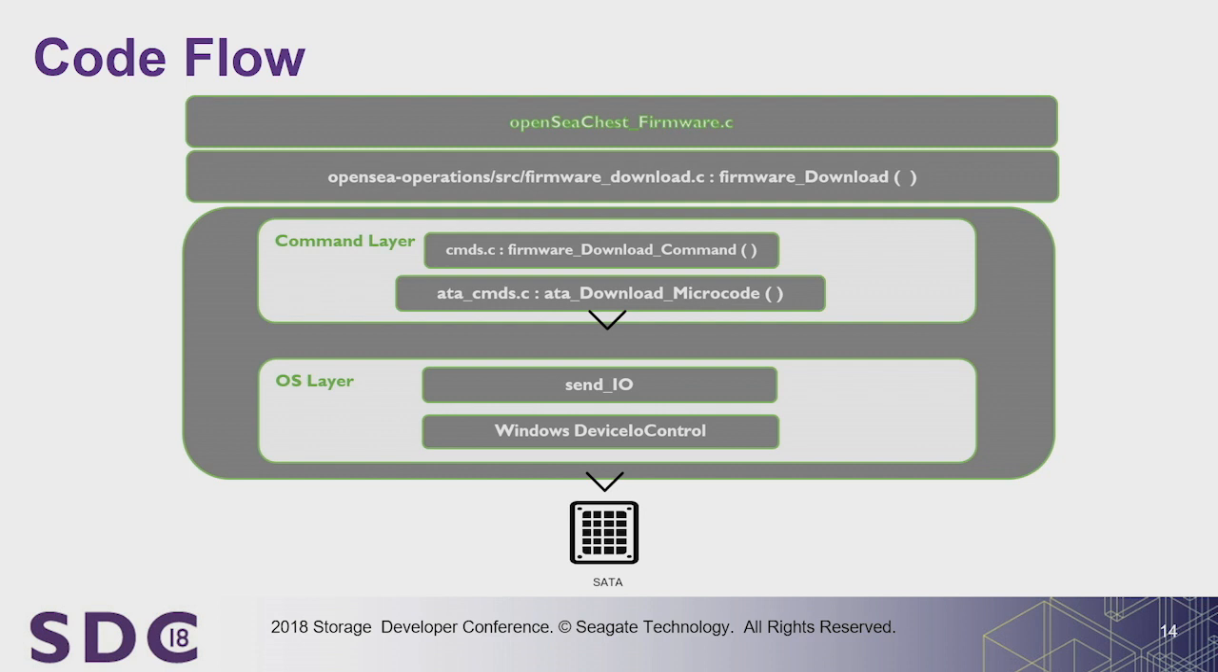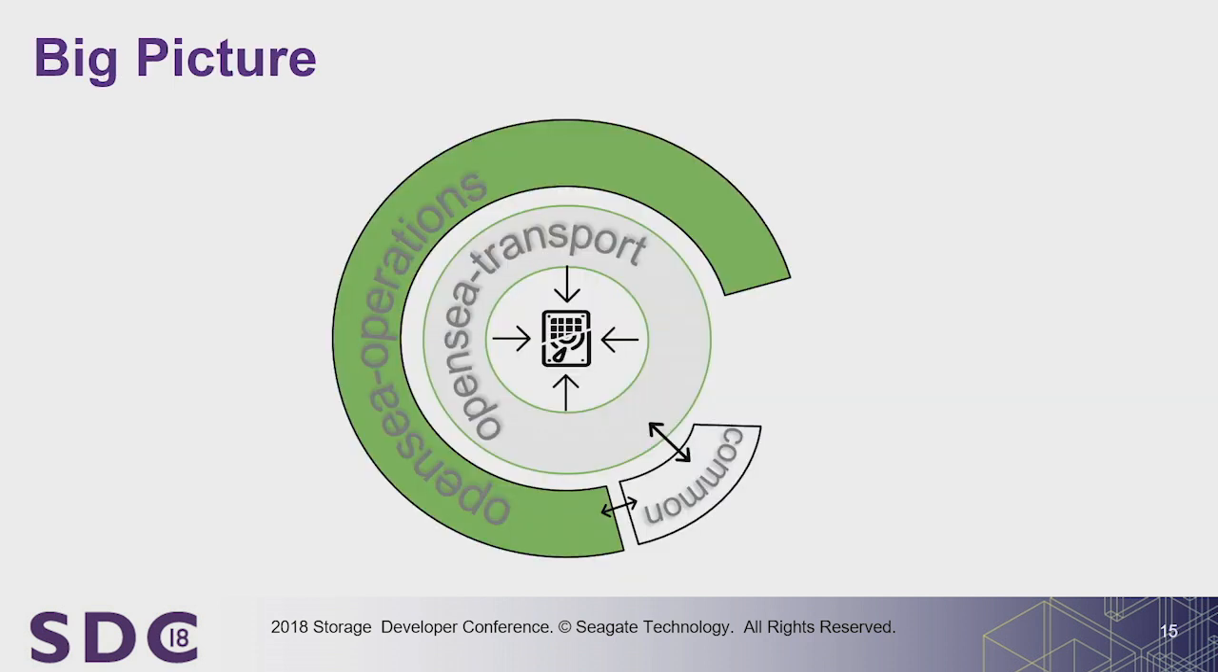Then it goes down into the command layer and figures out, OK, I need to send an ATA command because apparently I'm talking to an ATA drive. And then it goes into the OS layer and figures out, oh, I'm running on Windows, so I need to convert this ATA command into Windows device IO control. And it further goes down. The same would be true if we were doing SCSI. The ATA command would be a SCSI command, which is the write buffer command. And then it will go down. And if we were running on Linux instead of Windows, we would just send an IO control. So that's how it all works.